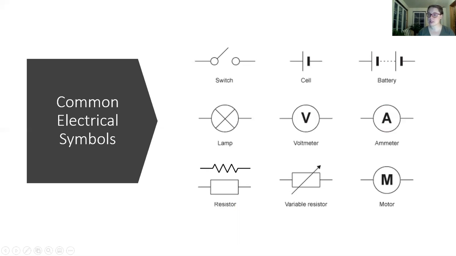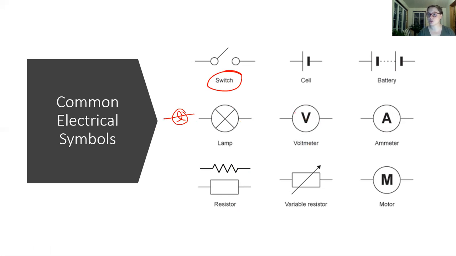Now there are some common symbols that you should have a look at. Symbols that we will see, sometimes we'll see a switch. A symbol similar to this is quite commonly used for a battery. Lamps, this is a common symbol used for a lamp. Sometimes we'll also see a lamp as a circle with kind of like a little loop in the middle, and that can also be a lamp.